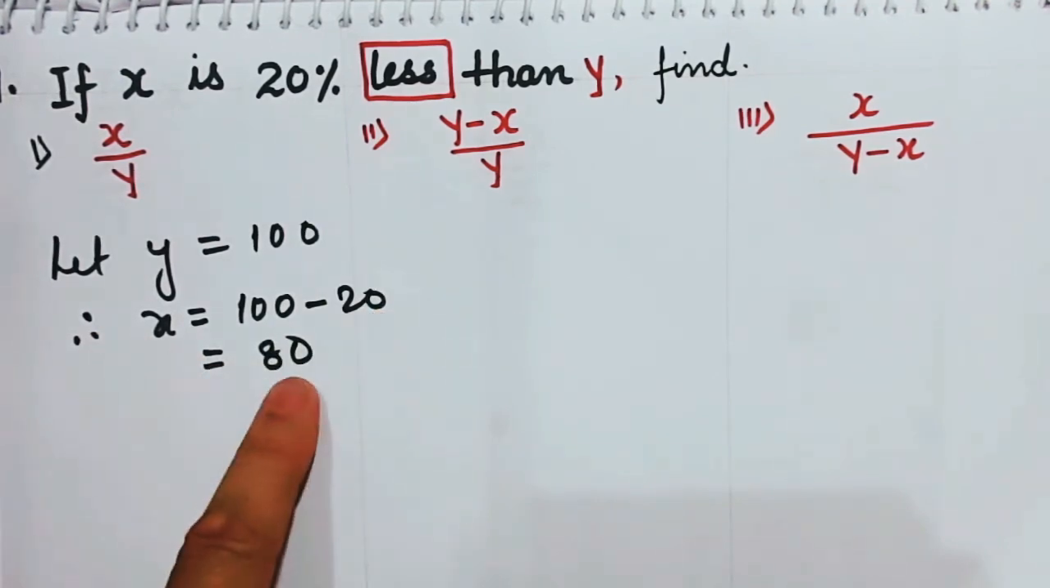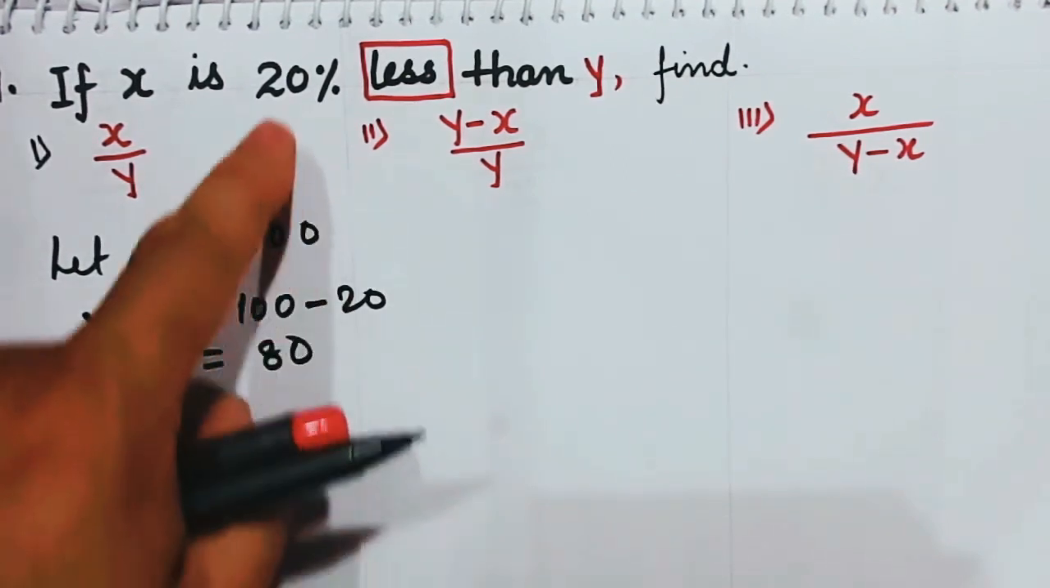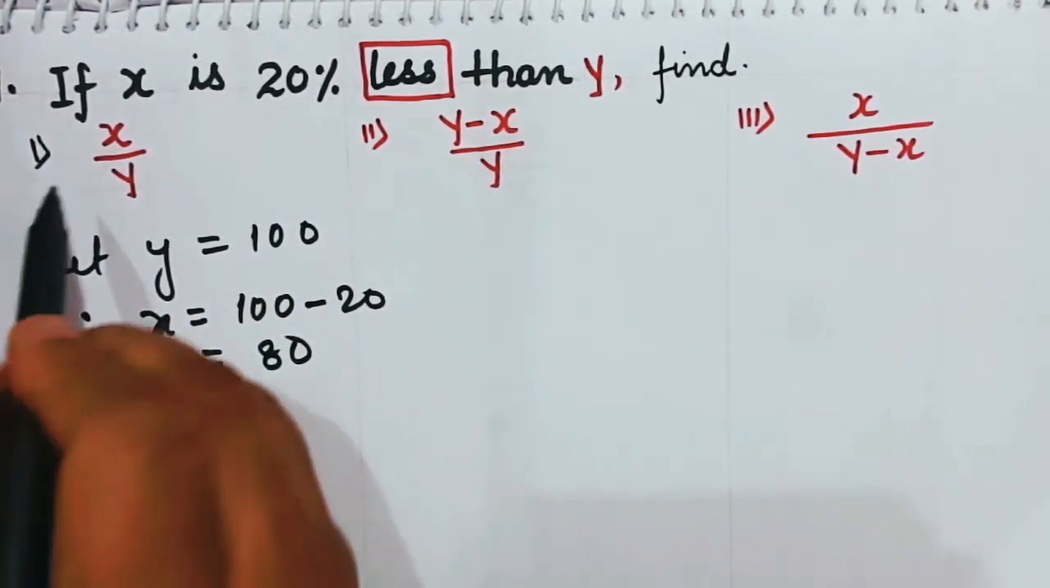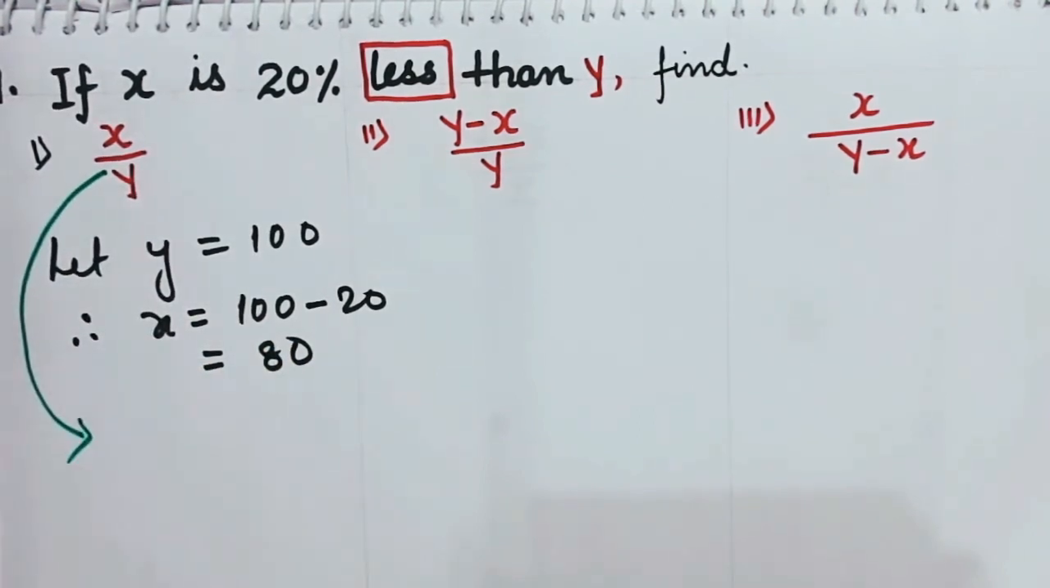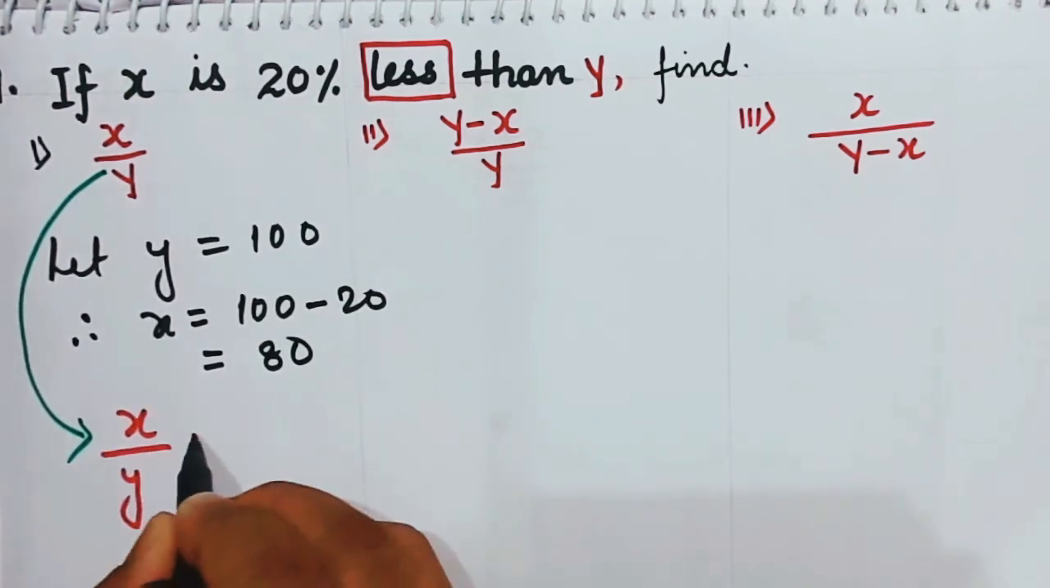Therefore, x will be equal to 80. I am writing 20 here. Why? Because if you find 20% of 100, you will get 20. Now, we would be finding the value of x by y. Let's see, x is how much? Therefore, x by y will give you a result.